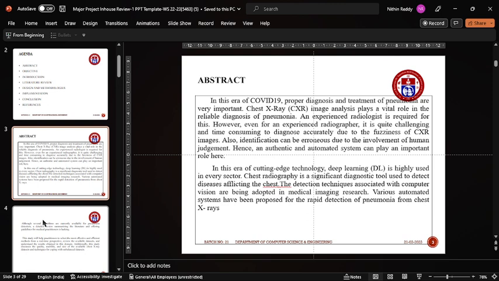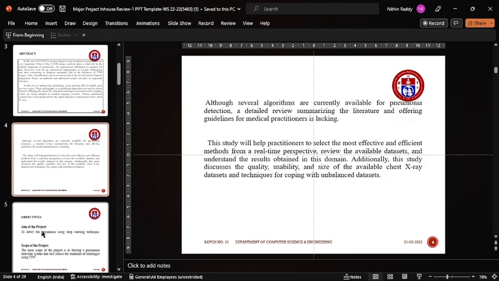In this era of cutting-edge technology, deep learning is highly used in every sector. Chest radiography is a significant diagnostic tool used to detect diseases afflicting the chest. The detection techniques associated with computer vision are being adopted in medical imaging research. Various automated systems have been proposed for the rapid detection of pneumonia from chest X-rays. Although several algorithms are currently available for pneumonia detection, a detailed review summarizing the literature and offering guidelines for medical practitioners is lacking.